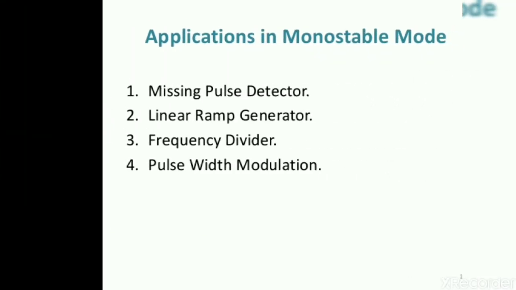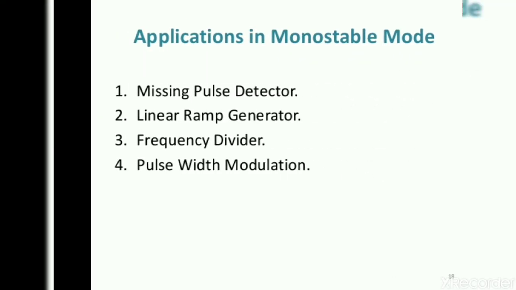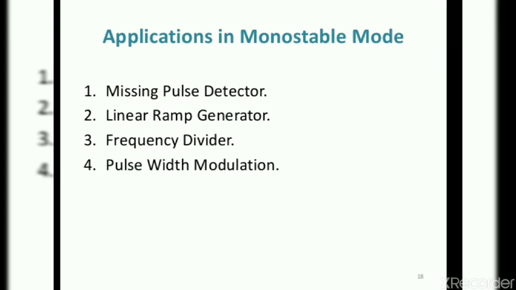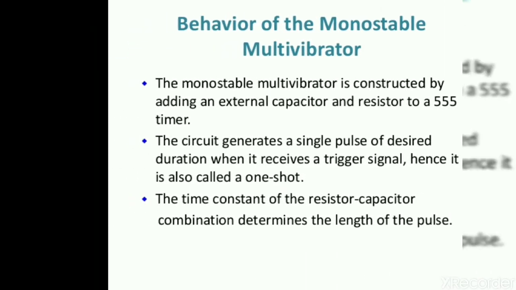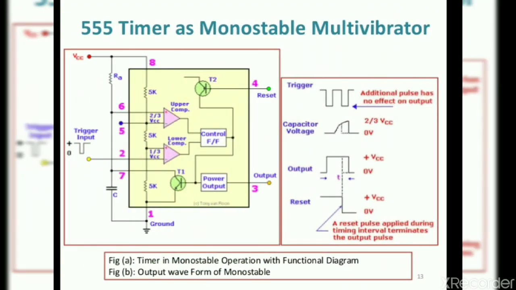Applications of the monostable multivibrator include the missing pulse detector: if any one pulse is missed in a sequence, it can be used to detect it. Also the linear ramp generator, to generate linear ramp signals. By varying the capacitor charging and discharging time, we can get different varieties of waveforms. Others are frequency divider, pulse width modulation, and many more.